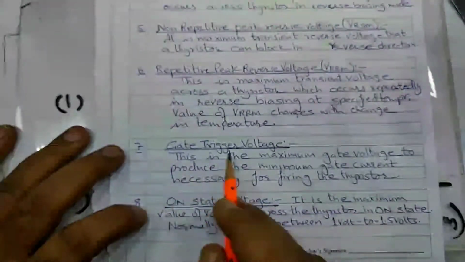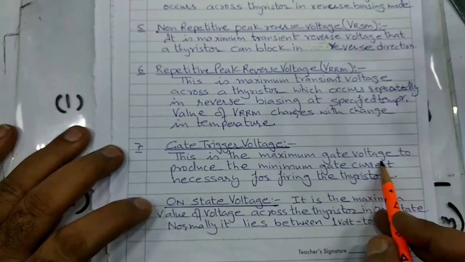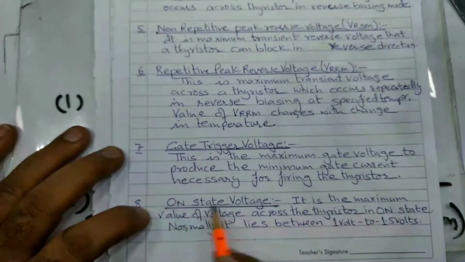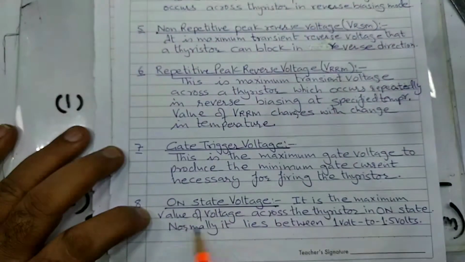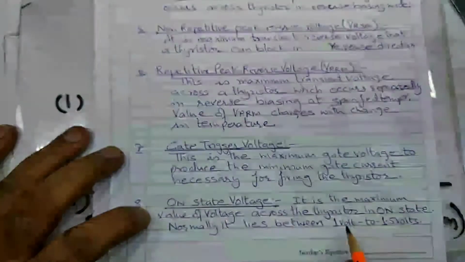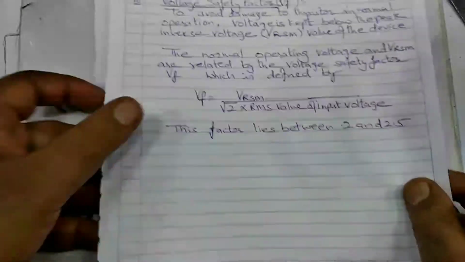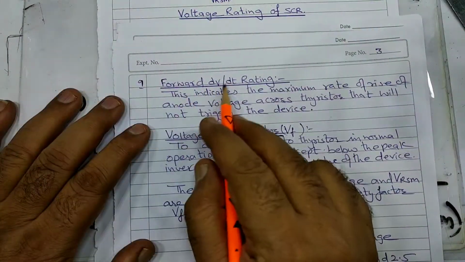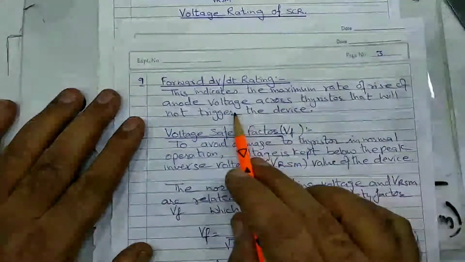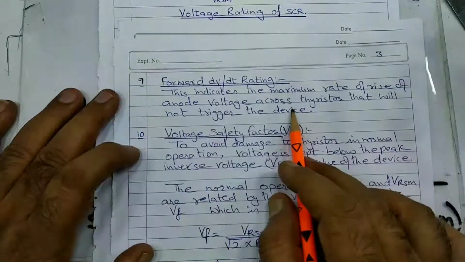Next is gate trigger voltage. This is the maximum gate voltage to produce minimum gate current necessary for firing the thyristor. Next is on state voltage. It is the maximum value of voltage across thyristor in on state. Normally it lies between 1 volt to 1.5 volt. The next is forward dV by dt rating. This indicates the maximum rate of rise of anode voltage across thyristor that will not trigger the device.